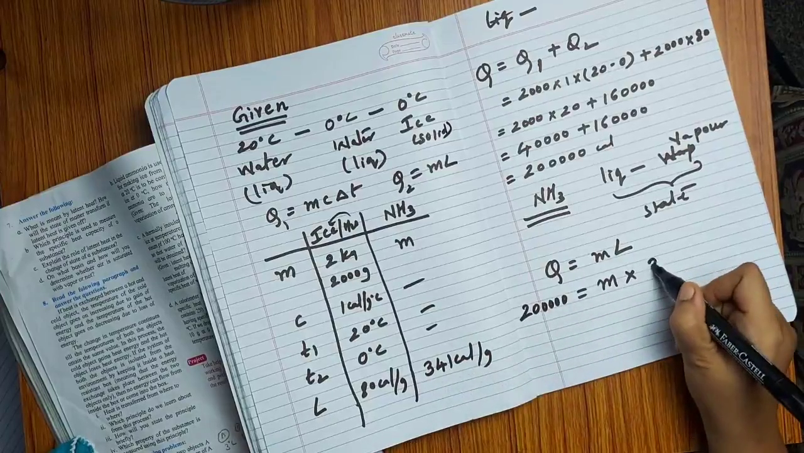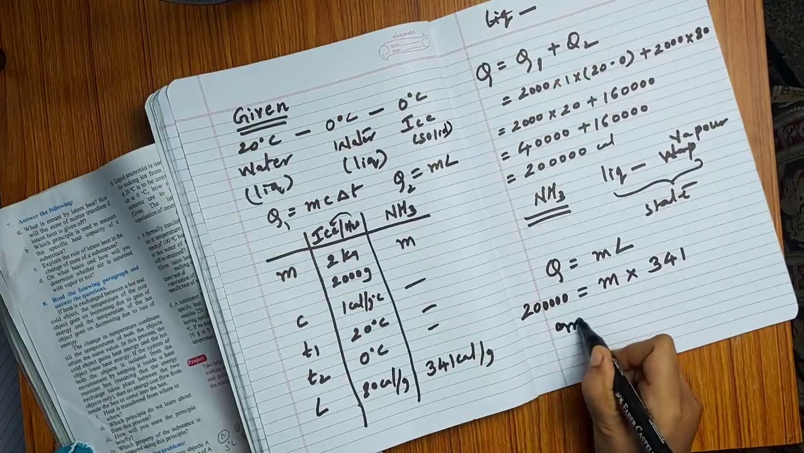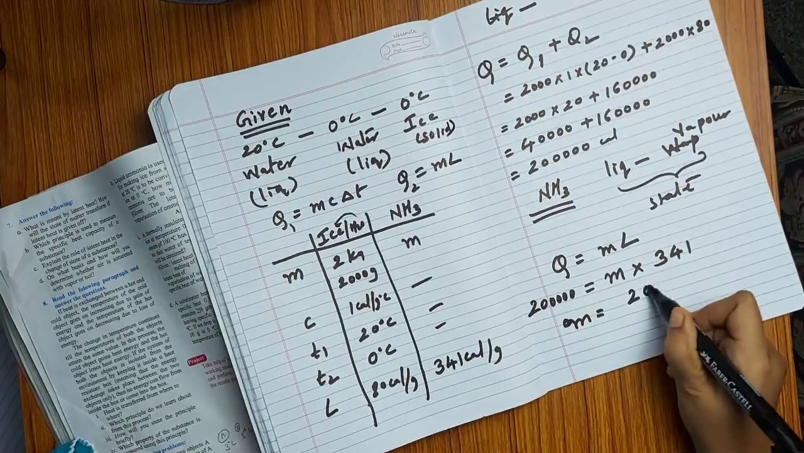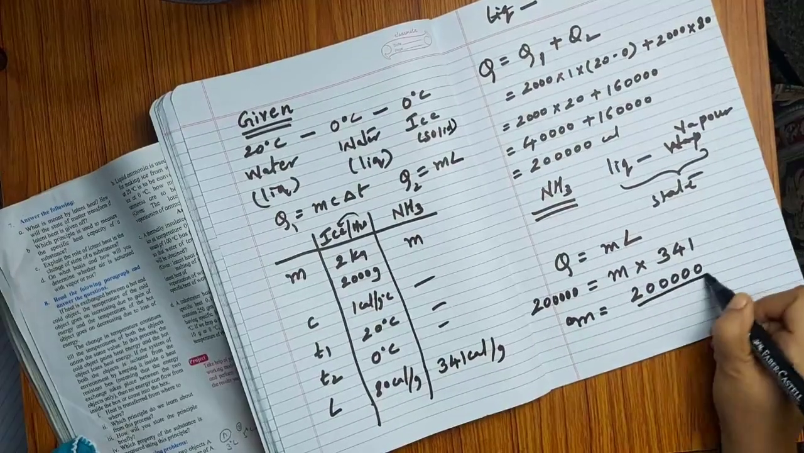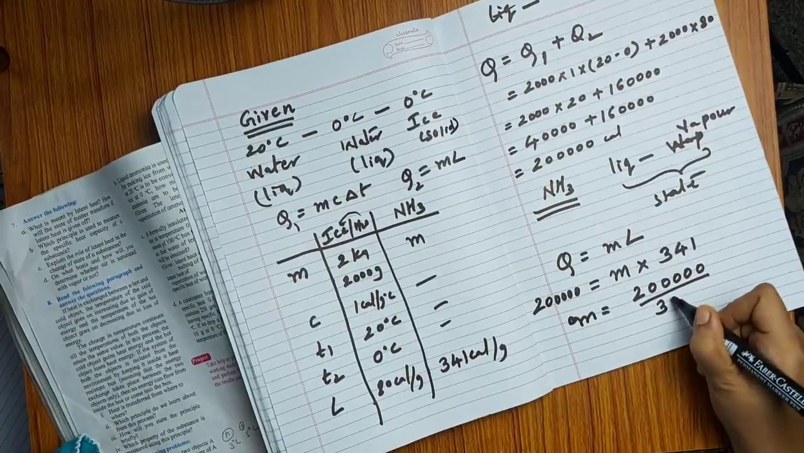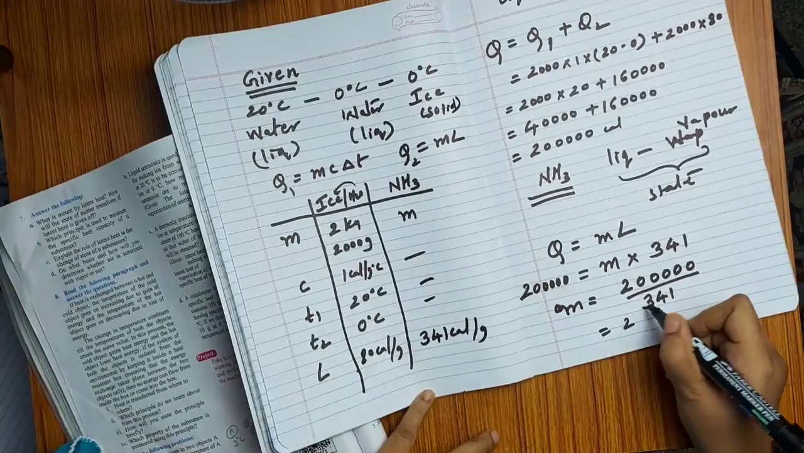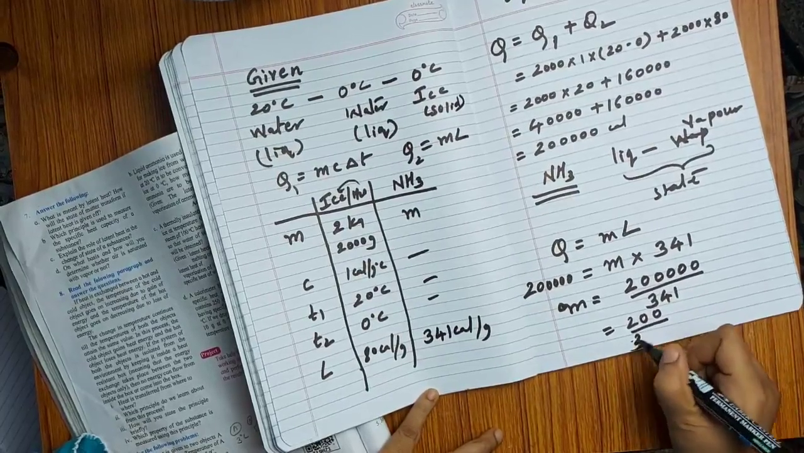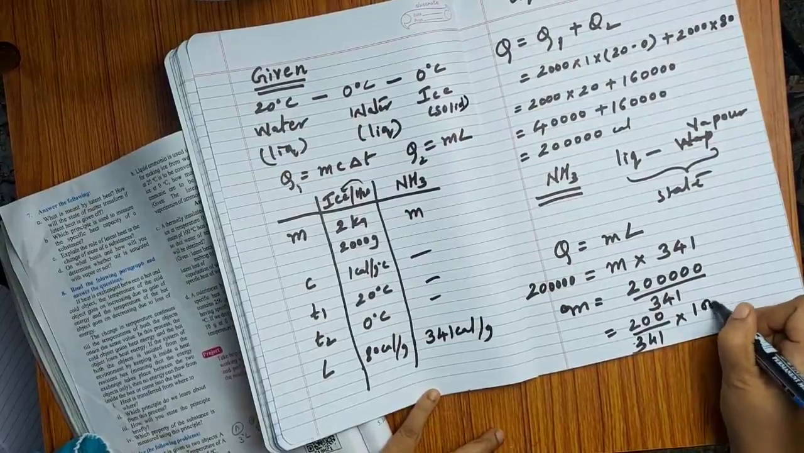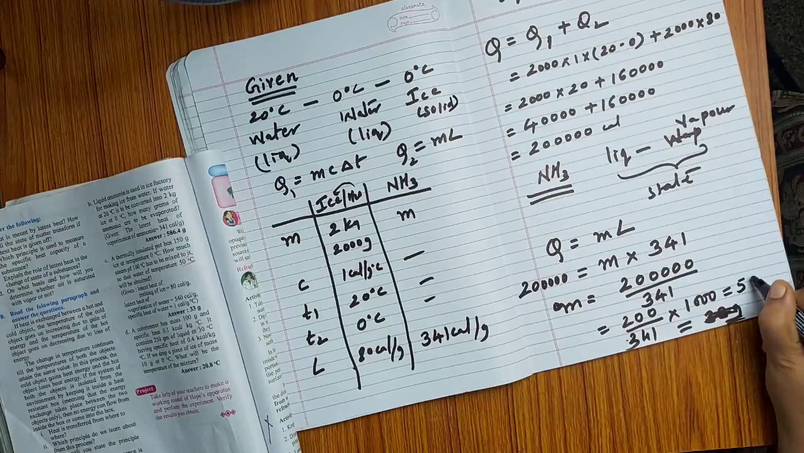20 into latent heat, which is given to us as 341, and mass is equal to 20 with 4 zeros upon 341, that is equal to 20,000 upon 341 into 1000, that is equal to 586.4 grams.